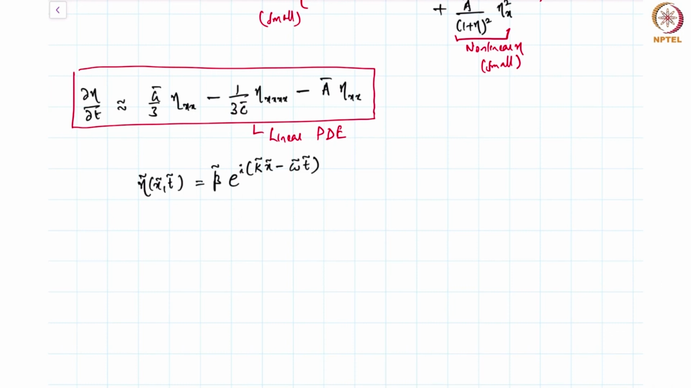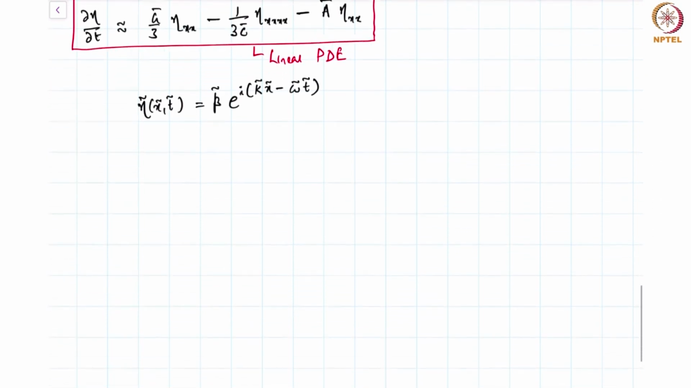Now we can define the horizontal length scale in a more precise way. If this is my length scale, then my k hat is basically, you can think of it as 1 by wavelength, and that can be taken to be the characteristic length scale.